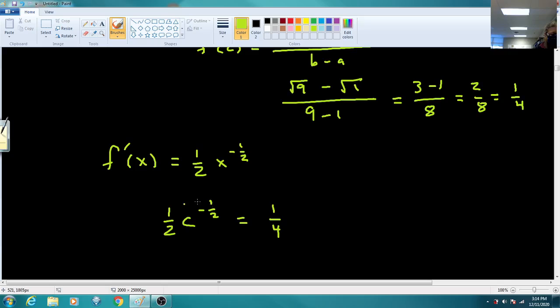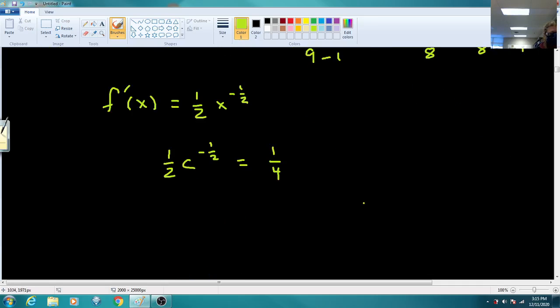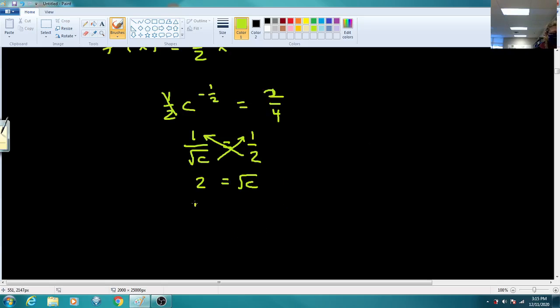Can I set the first derivative equal to the right-hand side over here and get some c value that solves it? So let's see here. The 2 would multiply across. So we get c to the negative 1/2, which, to make it easier for me, I'm going to say is 1 over square root of c. And 2/4 reduces down to 1/2. I guess we can cross multiply and get 2 equals square root of c. And we'll square both sides and get 4 is c.